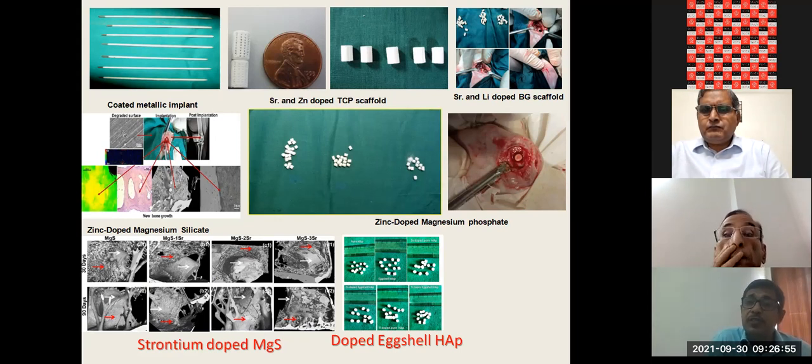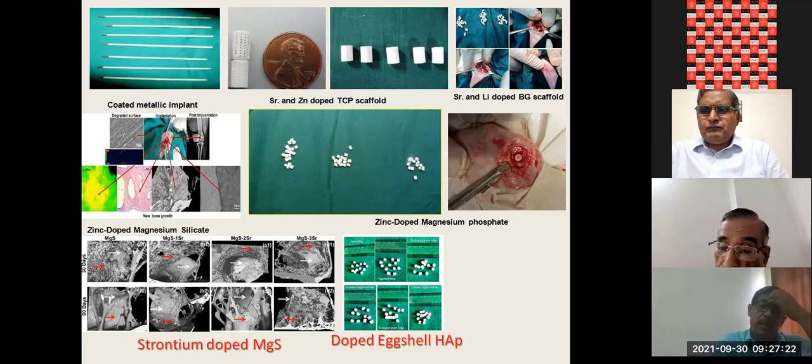But through research we have changed this situation. If we add a small amount of low-cost metallic ions, such as strontium, lithium, copper, cobalt, and zinc, to an osteoconductive scaffold, either magnesium silicate or magnesium phosphate, the result is comparable to that of the growth factors.